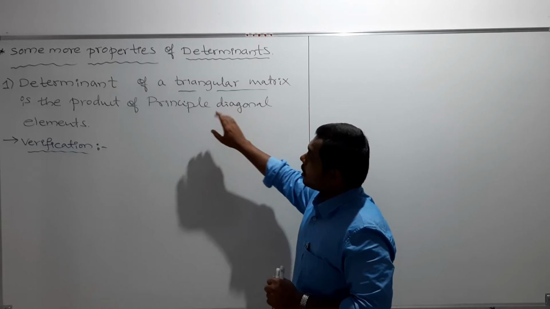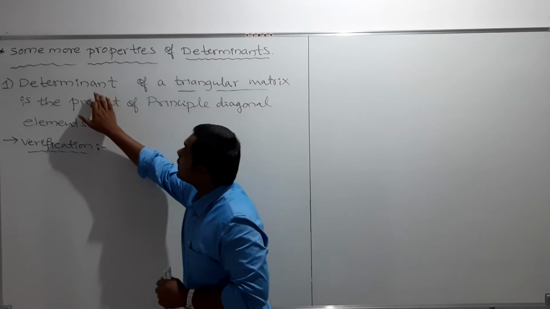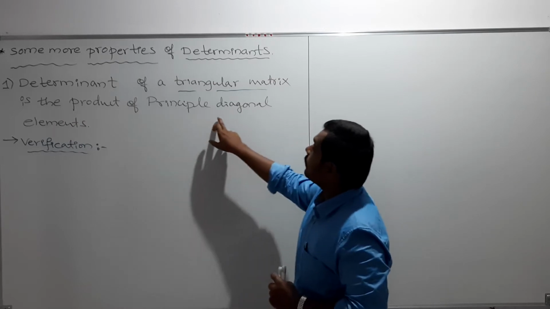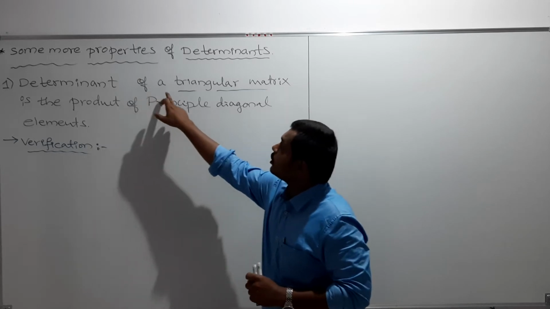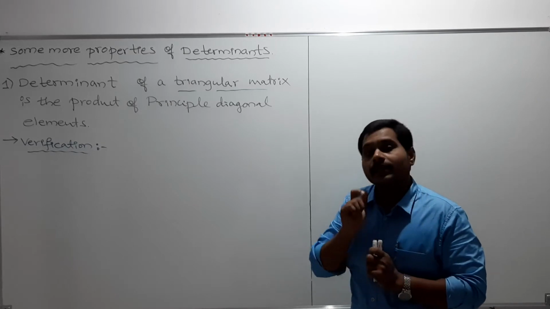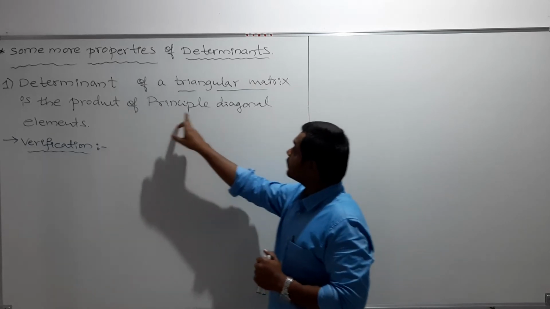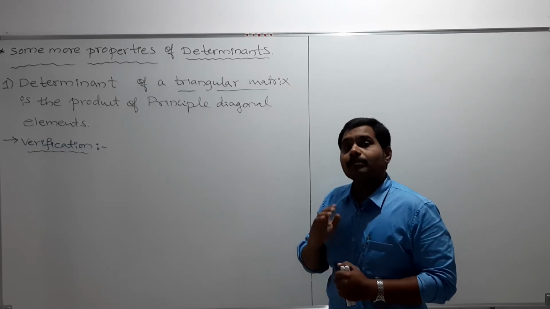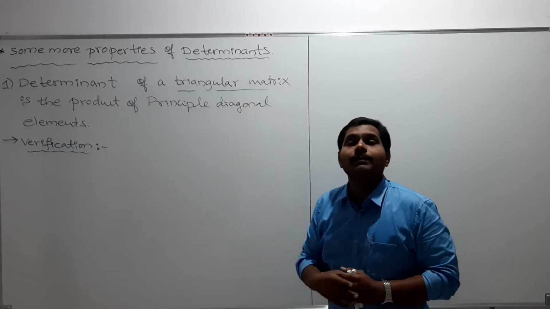The property I have already written here. It says: the determinant of a triangular matrix is the product of the principal diagonal elements. It means, my dear students, if you have any triangular matrix, then the determinant of that triangular matrix is the product of the principal diagonal elements. Before proving this, we should know what is meant by a triangular matrix.